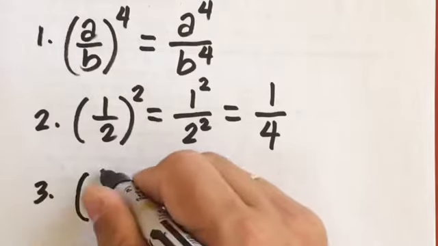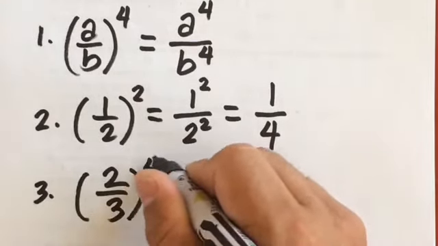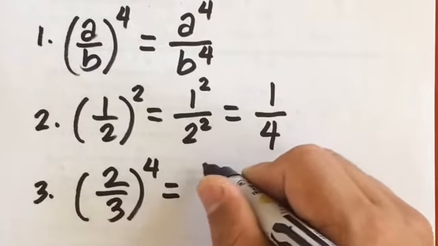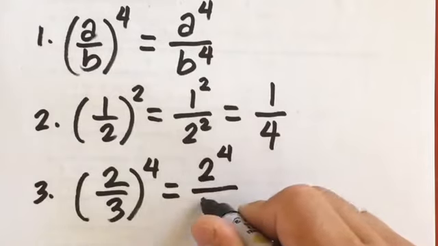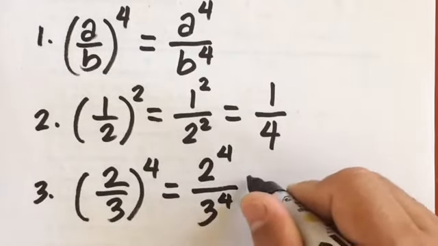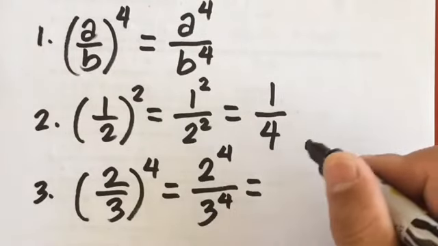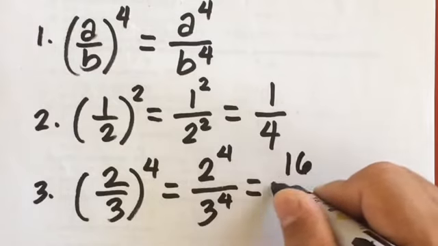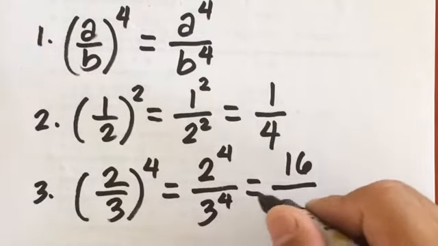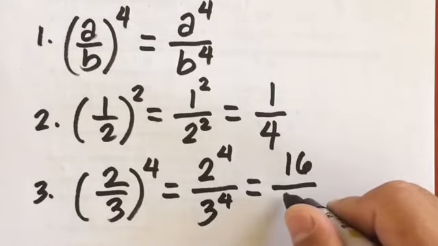Let's have 2 over 3 raised to the power of 4. So this will be equivalent to 2 to the power of 4 over 3 to the power of 4. So 2 to the power of 4 is 2 times 2 times 2 times 2, which is equivalent to 16. And 3 to the power of 4: 3 squared is 9, so we're going to have 9 times 9. So 3 to the power of 4 is 81.